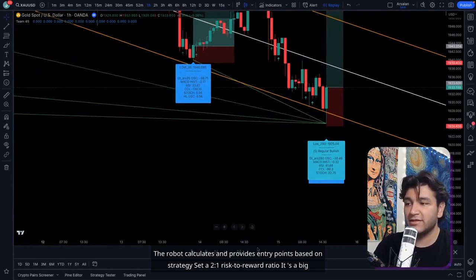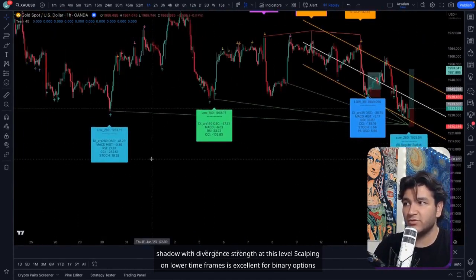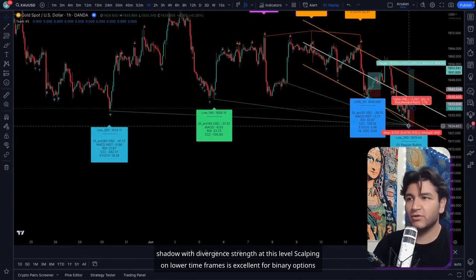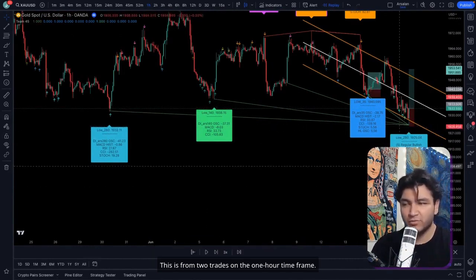The robot calculates and provides entry points based on strategy. Set a 2:1 risk-to-reward ratio. It's a big shadow with divergent strength at this level. Scalping on lower time frames is excellent for binary options. This is from 2 trades on the 1-hour time frame.